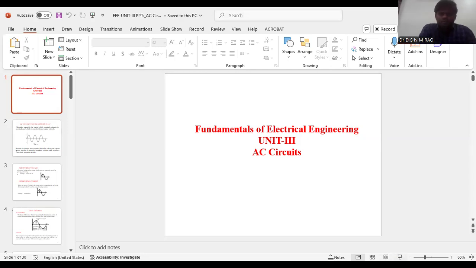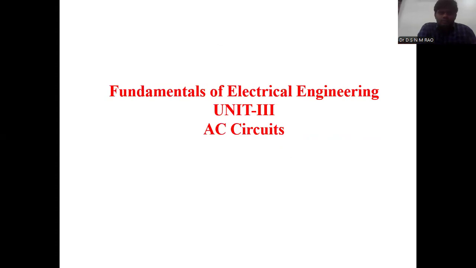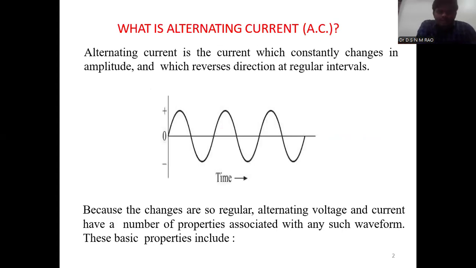In this video, we are going to study AC circuits. What are the properties or basic definitions used in AC circuits? First of all, what is the difference between alternating current and DC current? The first two units, basic DC networks and DC theorems, completely belong to DC supply or DC current. From the third unit onwards, AC circuits. What is the difference between AC current and DC current?